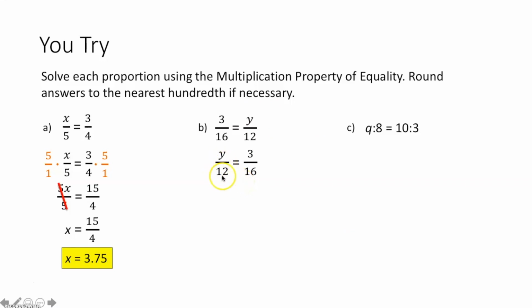Step 3, constants need to go to the right. So this 12 has to go over here. Since we're dividing by 12, I do the opposite, the inverse, I multiply both sides by 12. Now I do that and you see that these 12s are going to cancel each other out and we just get y is equal to 12 times 3 over 1 times 16.